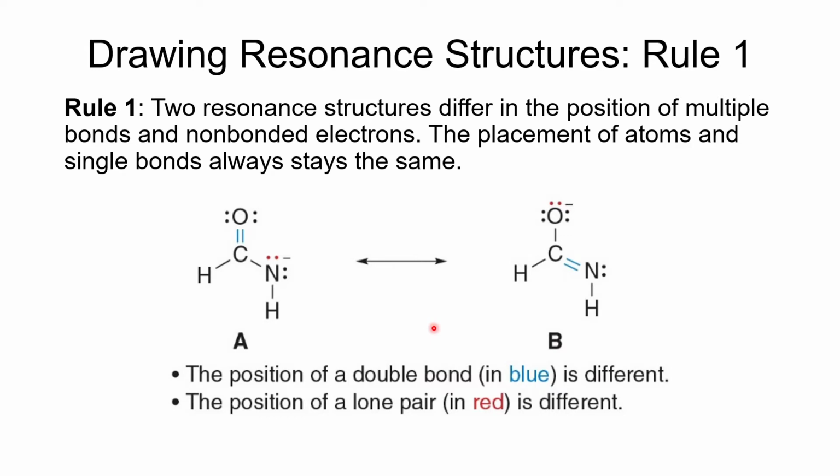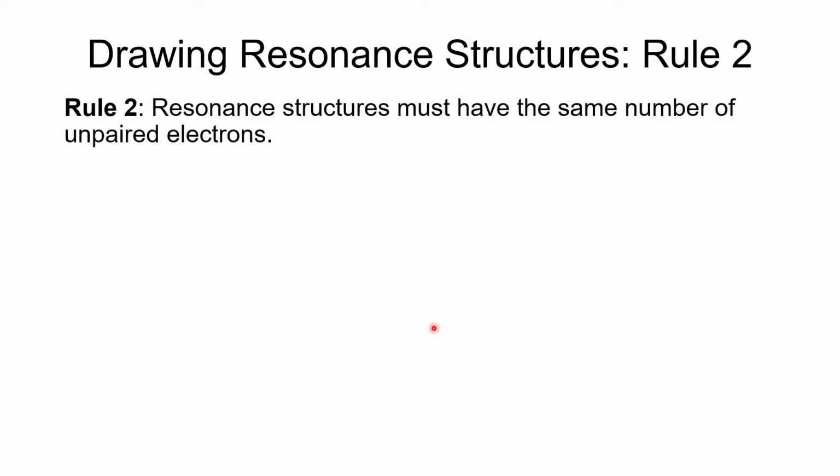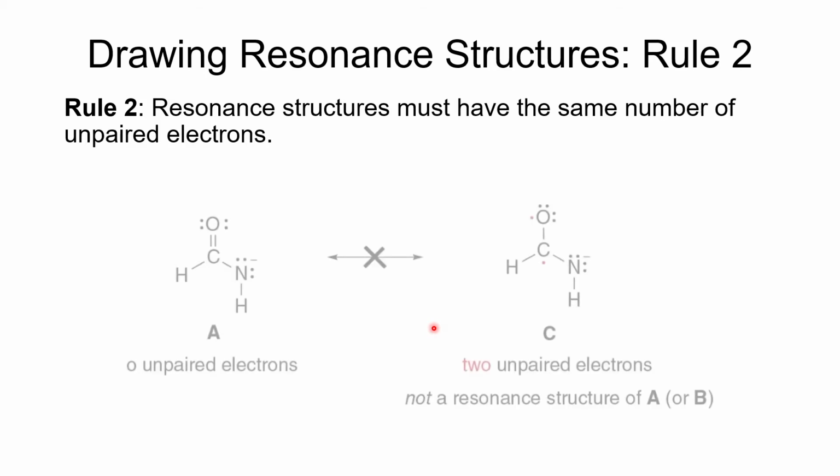Our second rule is that when we're drawing resonance structures, they have to have the same number of unpaired electrons. You remember a little earlier, I called those unpaired electrons radicals. Well, radicals have a whole different kind of reactivity than non-radicals. And so here, our structure on the left doesn't have any unpaired electrons, whereas our structure on the right has 2 unpaired electrons. Well, these are not resonance structures of each other.